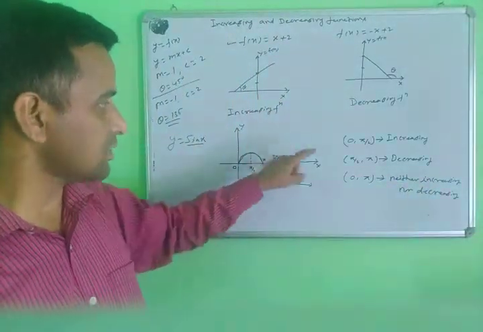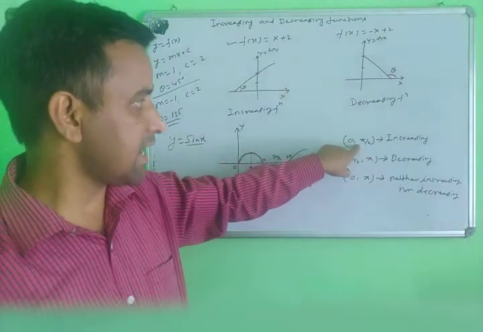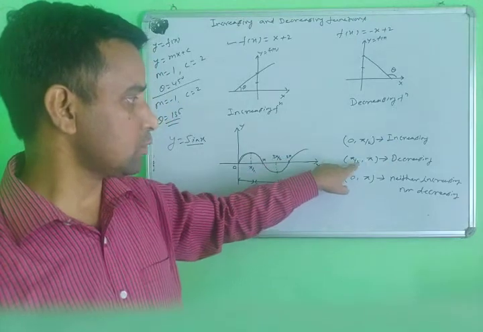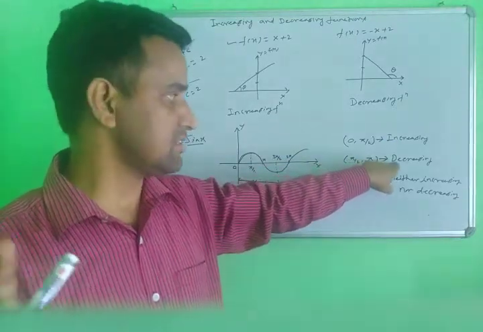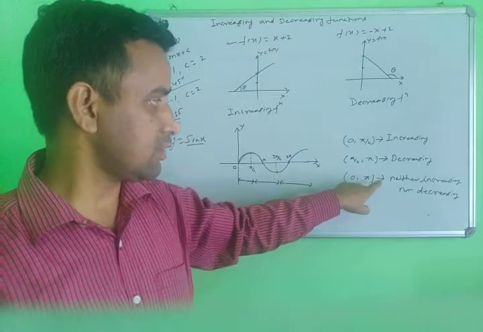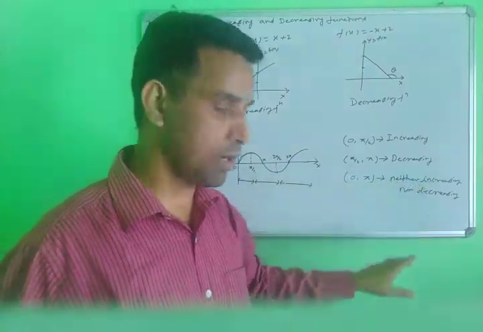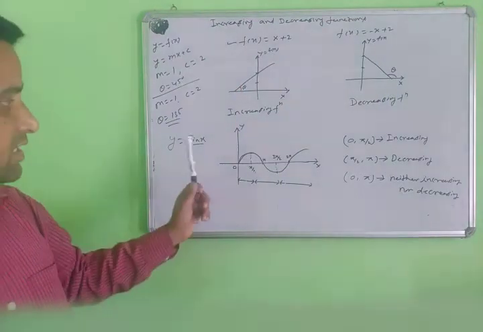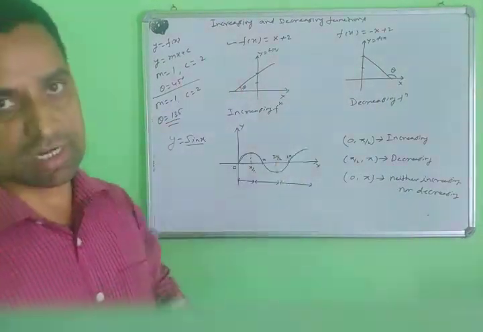But suppose you write individual intervals, then for 0 to pi by 2 you write increasing. For the individual interval pi by 2 to pi, you will write decreasing. But when it is the single interval 0 to pi, you will write the answer neither increasing nor decreasing. So this is the very important and very simple meaning of increasing and decreasing.